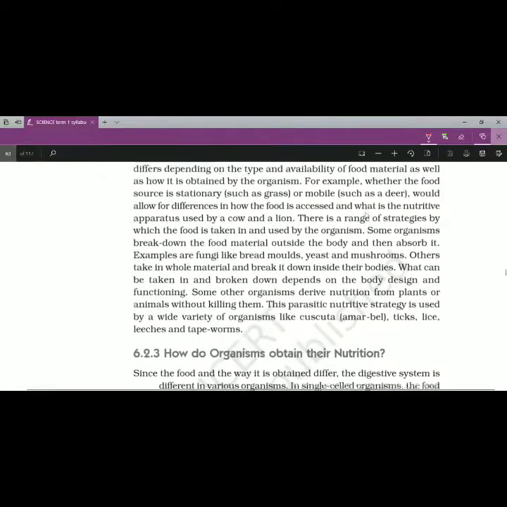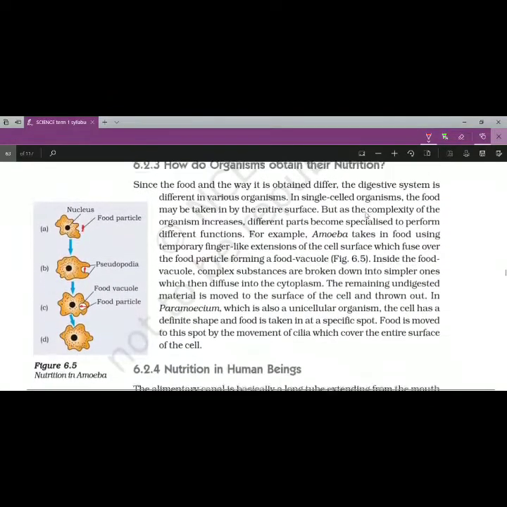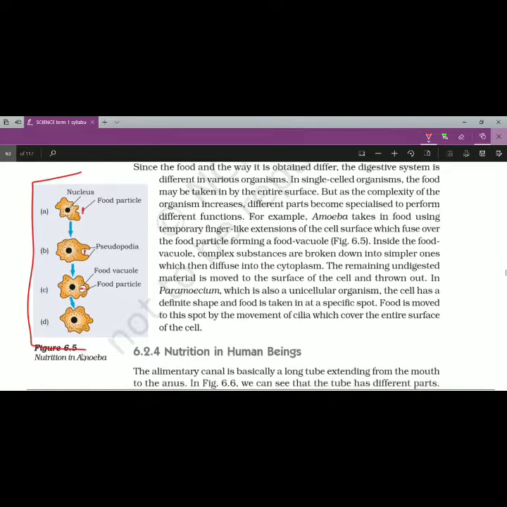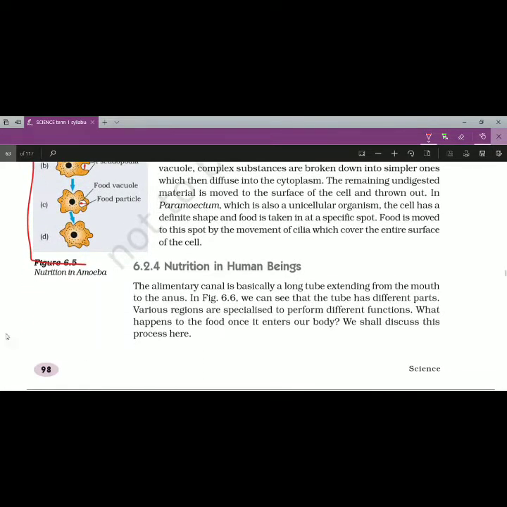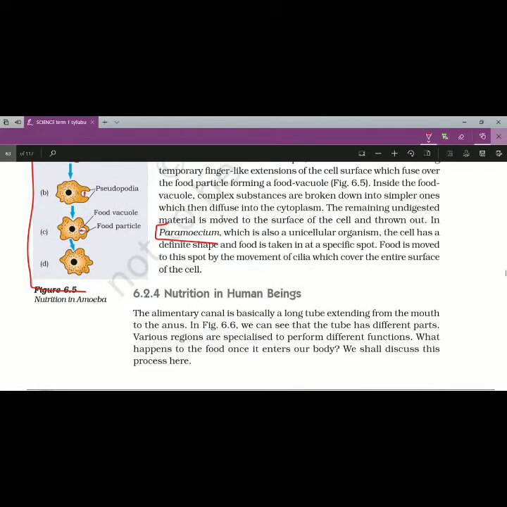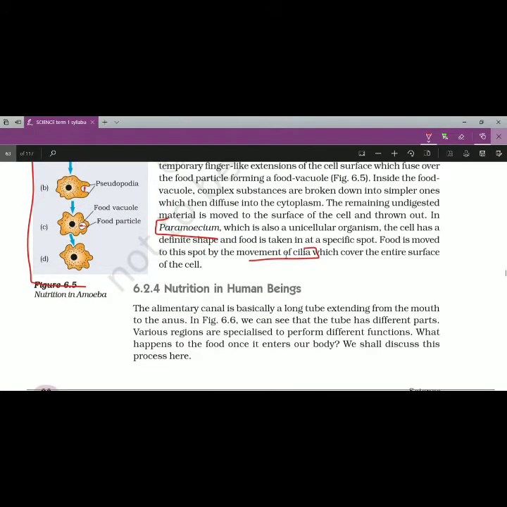Then heterotrophic nutrition. How do organisms obtain their nutrition? Amoeba. It is an example of a unicellular organism. One more organism is paramecium. In paramecium, food is moved by the movement of cilia. This kind of question you can get.